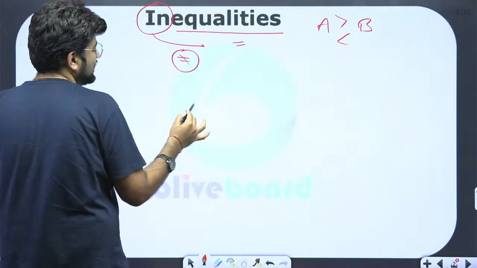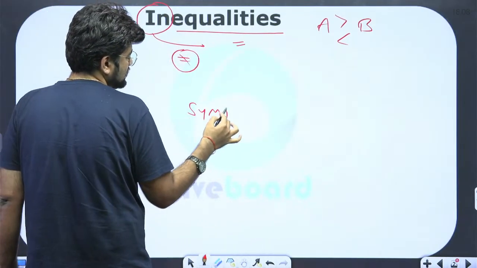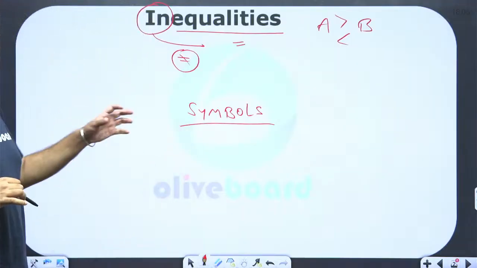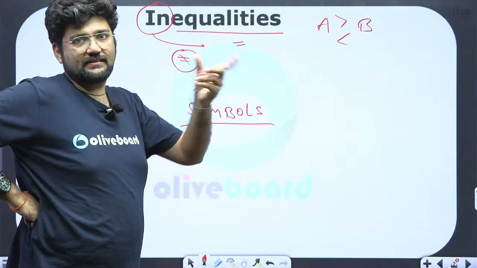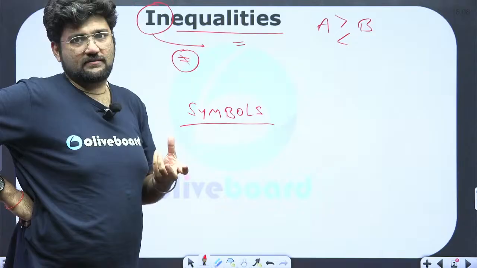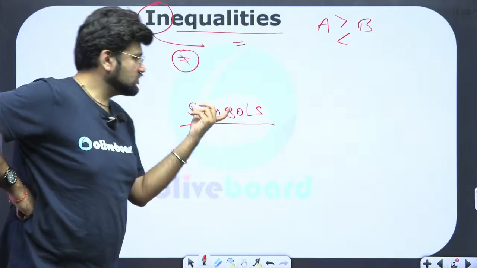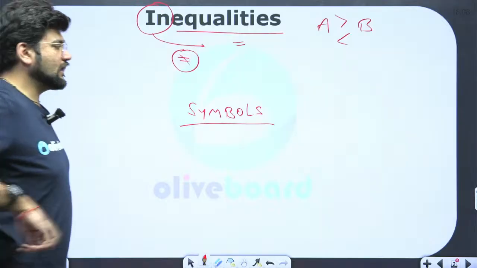What we'll do is we'll divide these symbols. The most basic thing of inequalities here is that we utilize symbols in between elements. A, B, C, these things are elements. A is greater than B, B is less than C. They are all elements, so we will use symbols between them. Okay. What are the symbols which we use?